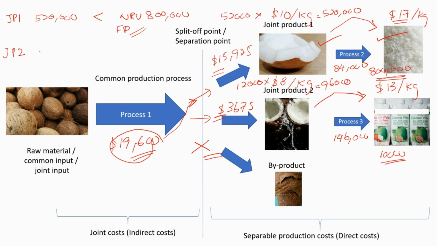For joint product 2, the sales value at the split off point is equal to $96,000 and the net realizable value for joint product 2 is equal to $10,000. In this case, the sales value at the split off point is greater than the net realizable value. This means if we decide to further process joint product 2, we are going to make a loss. So do not further process joint product 2. So this process will not happen. Simply this means the company can further process the coconut meat into desiccated coconut while they have to sell the coconut water as it is without further process.